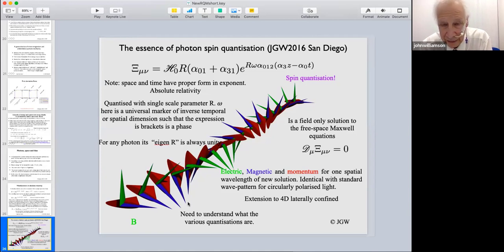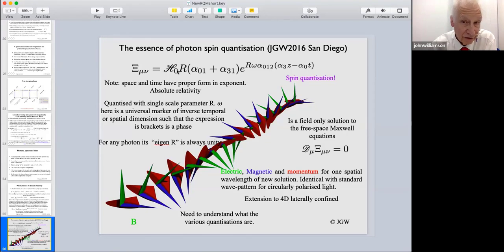So how does quantization work? This is answering question B, by the way. How does photon quantization work? Well, first of all, space and time have their proper form in the exponent, as they have to do. We're also introducing a frequency, and we're also introducing some scale factor here. The scale factor will be one in the proper frame for the photon. It's different to one in any other frame. It's quantized with a single scale parameter, but it's also multiplied by H0. Now, H0 is something which is related to Planck's constant.